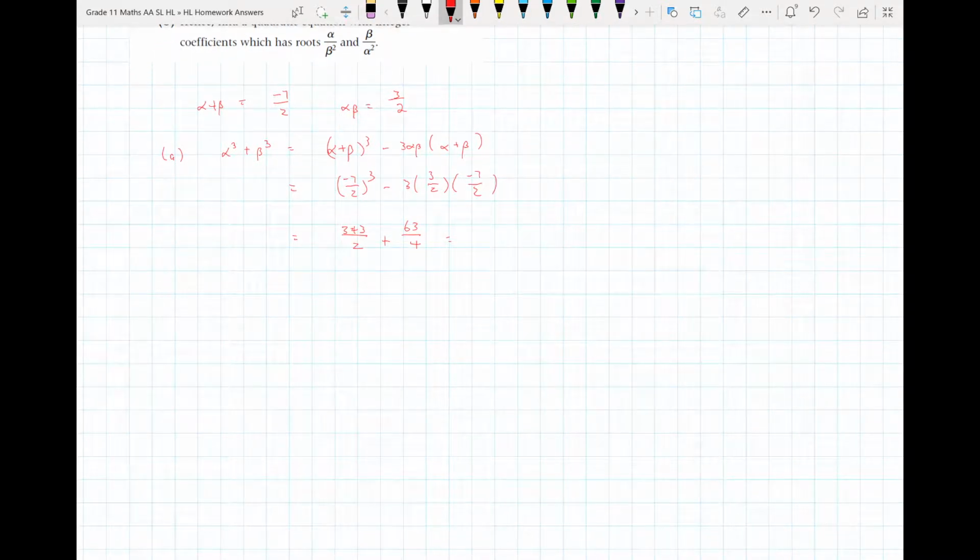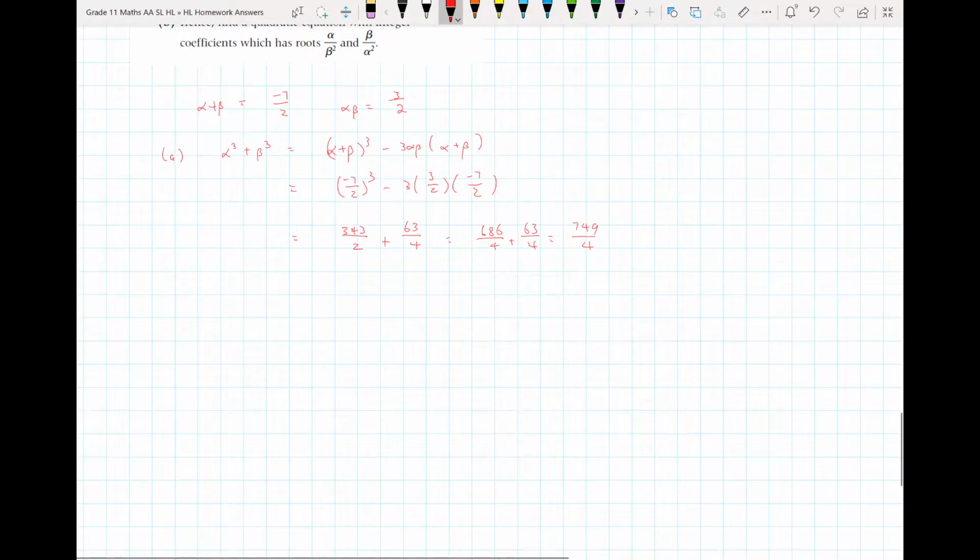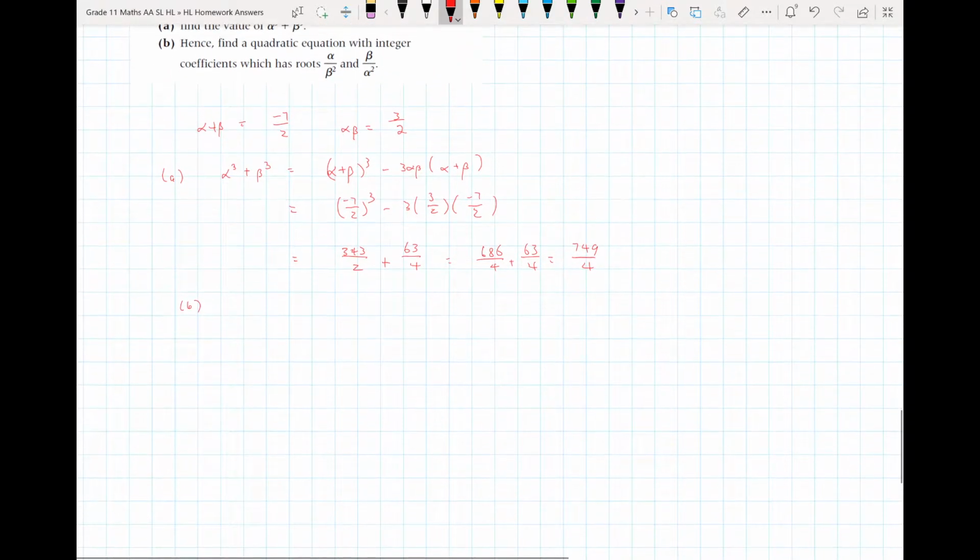That's 686. 686 plus. Let's write down. All right, so now we can form the new equation. First, add them.